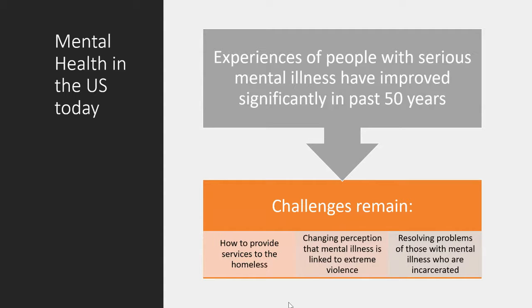How do we provide services to the homeless, where obviously it's an underserved population? They're harder to reach, right? They don't have a permanent address. How do we find out where they are? There's also this perception that mental illness is linked to extreme violence, and that is certainly not the case. And then how do we handle people with mental illnesses who are incarcerated or who are in jail?